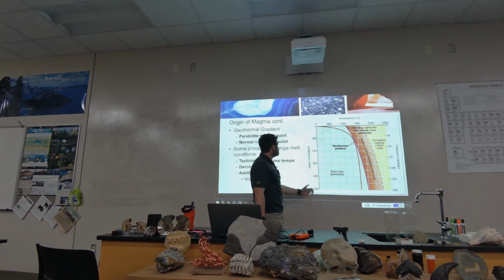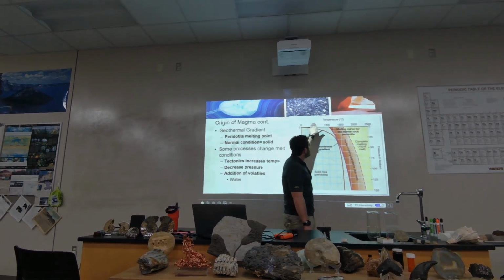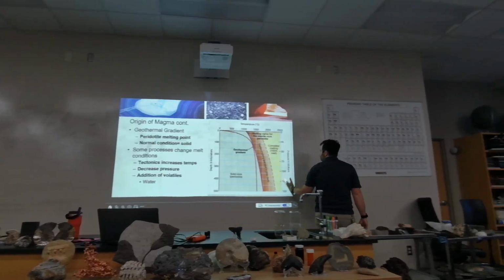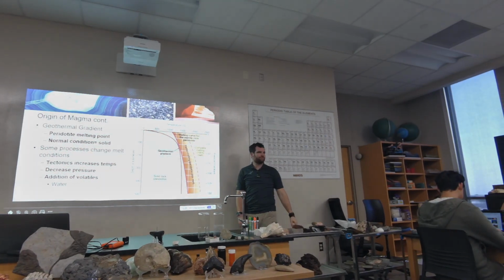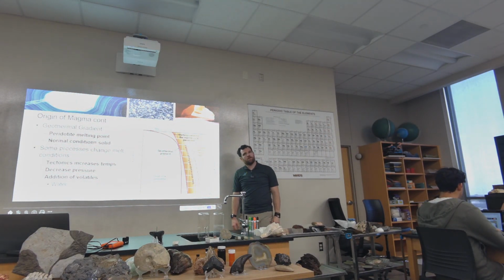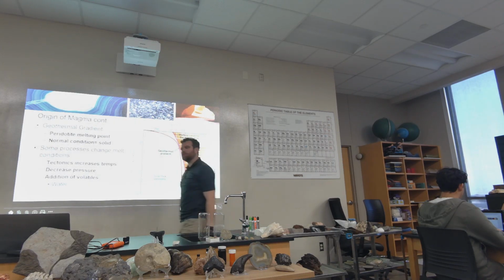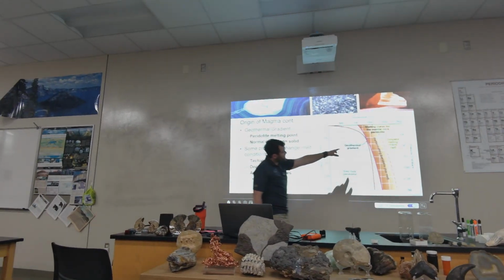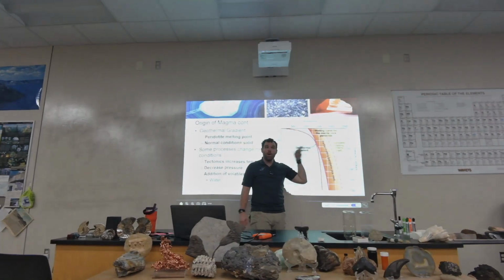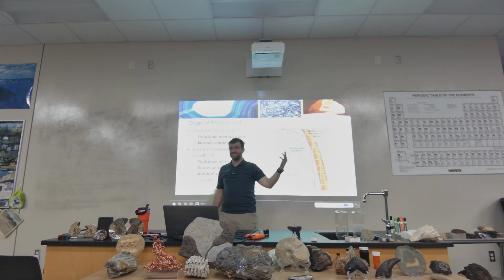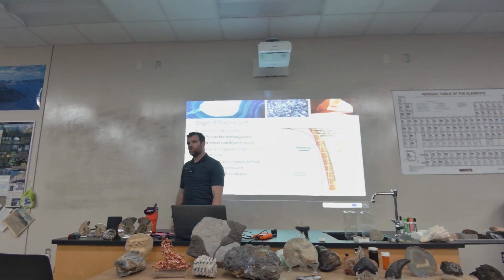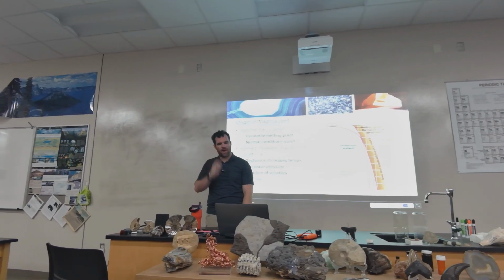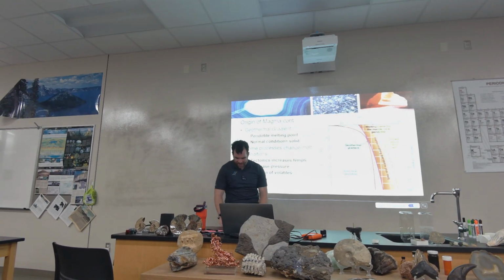On this axis, we have depth. On this axis, we have temperature. On this axis, we have pressure. There must be some way for those two lines to pass each other. We know it has to happen because we do, in fact, get magma and lava. So what happens? There are three ways that I'm going to be showing you this can happen.